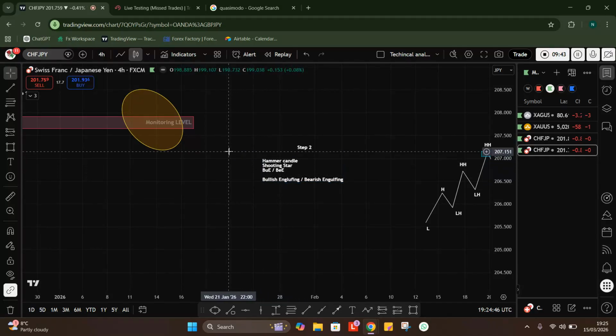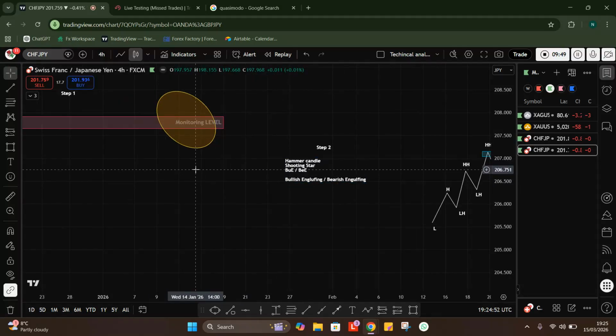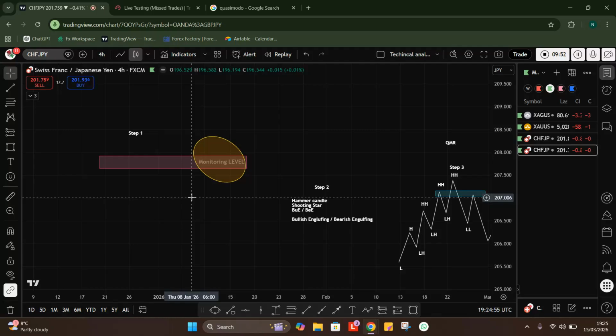If you find it useful and you feel like you want to try it, just memorize these two things, BUE and BEE. Okay, step 1 is monitoring the level.